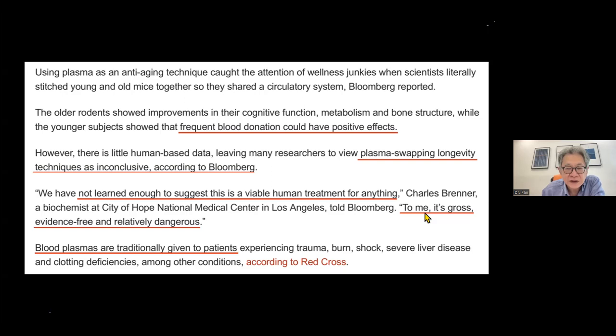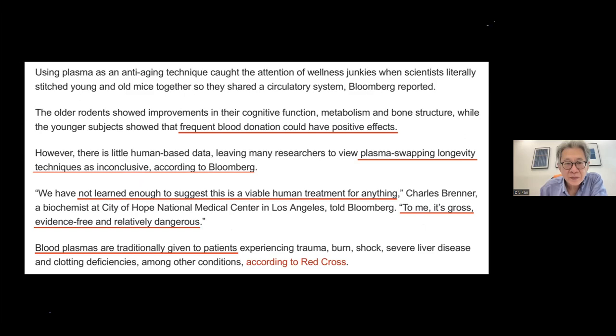So with all those comments and some supporting comments from the Red Cross, the target for today's talk is that we'll try to address this skepticism and the comments about plasma swapping or plasma reconditioning and things like that. And we will try to provide more evidence, trying to make these things more conclusive, and maybe we can raise the evidence level to convince people who are skeptical about this technology.